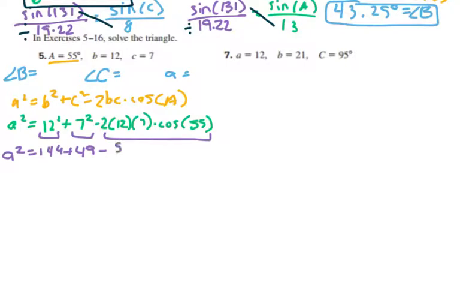So we have 578.1650. Alright, so 144 plus 49 minus 578.1650 leaves us with an a squared of a negative number. So let's see what happened there.